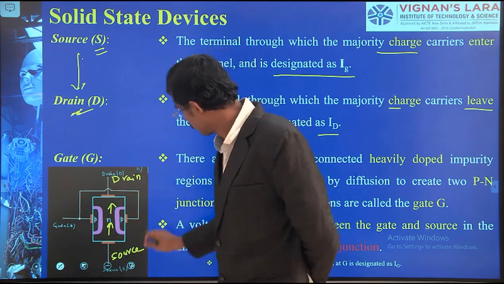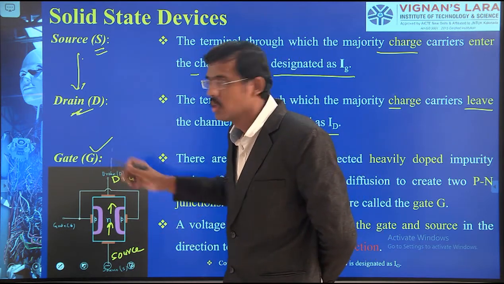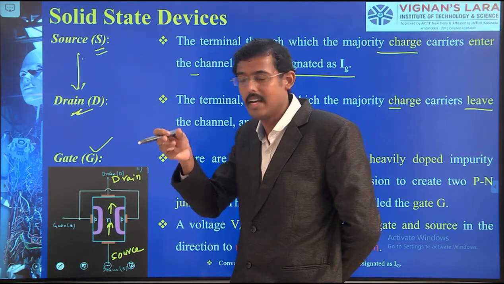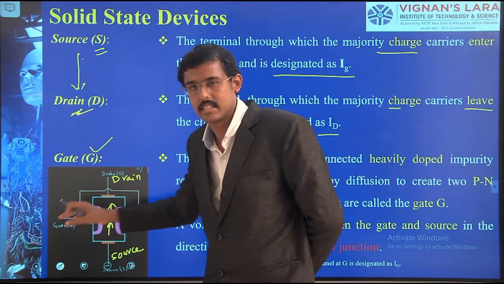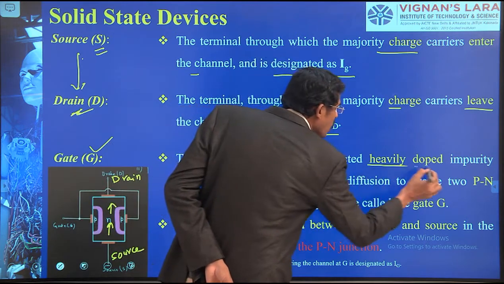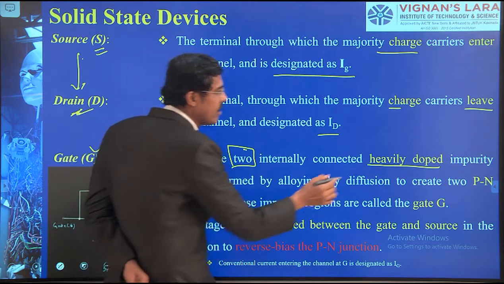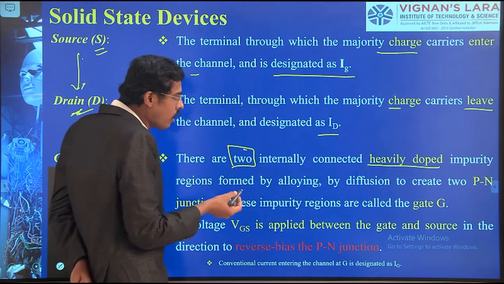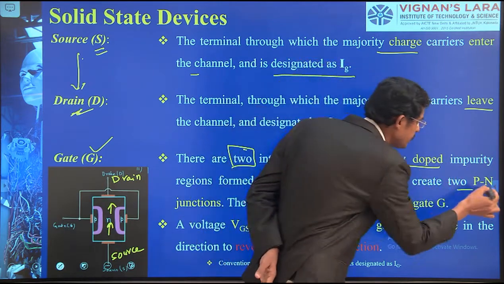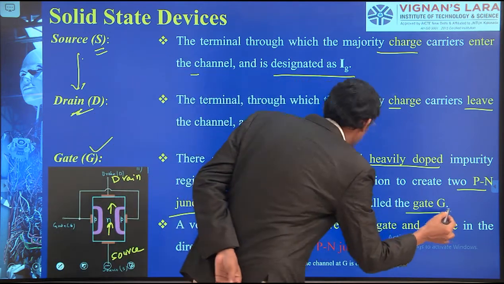This is a separate circuit. The source to drain is a separate circuit. And in the middle we have the gate to boost or to reduce. As with a transistor, where we added a base, here we have the gating system. So we will tell, there are two internally connected, heavily doped impurity regions formed by alloying or by diffusion to create a PN junction. To create PN junctions, these impurity regions are called the gate, G.